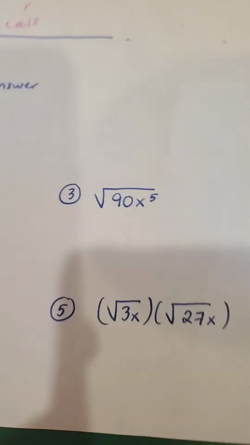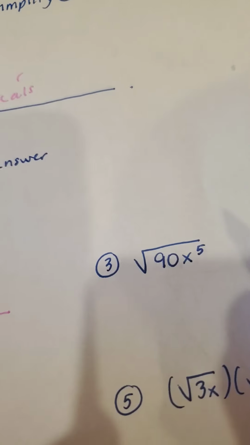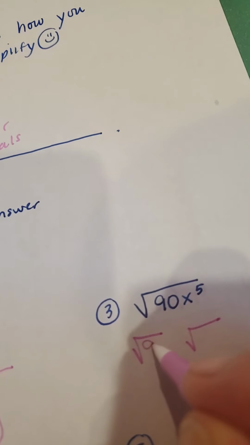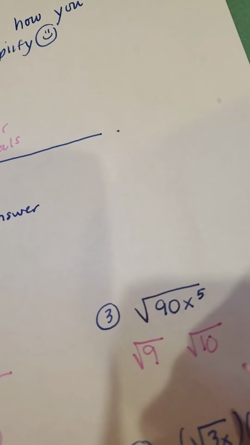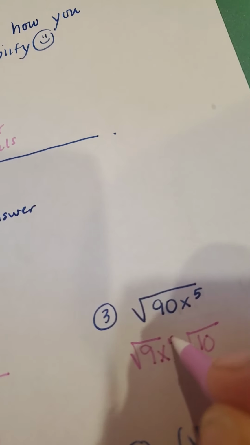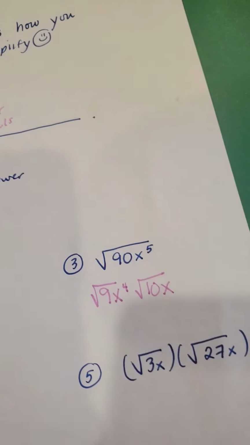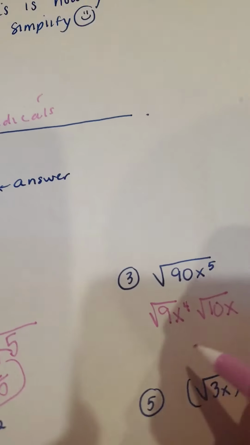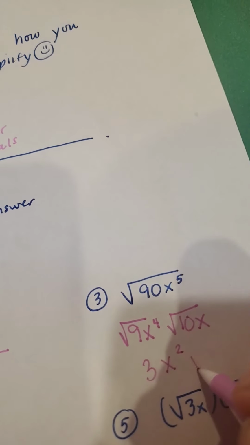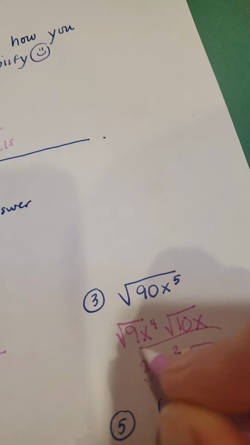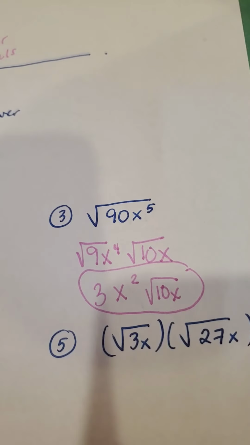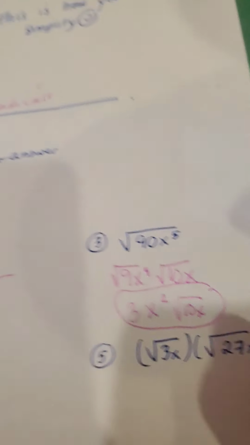You can always pause my video too. So we have this problem. Biggest perfect square. Another 9 with 10 left over. And the biggest perfect square is x to the 4th because it's the biggest even number underneath x to the 5th. Take the square root of each term. And there you go. You can always screenshot these.